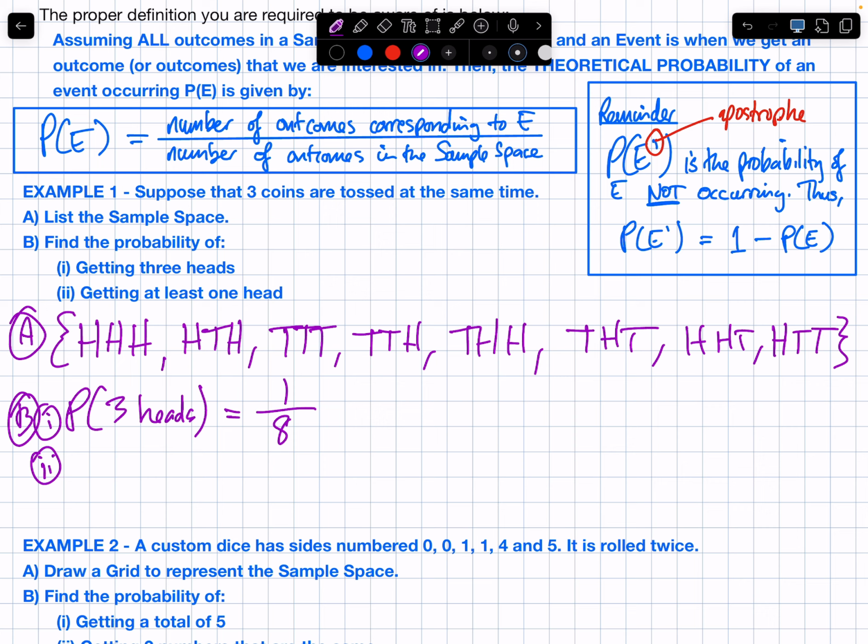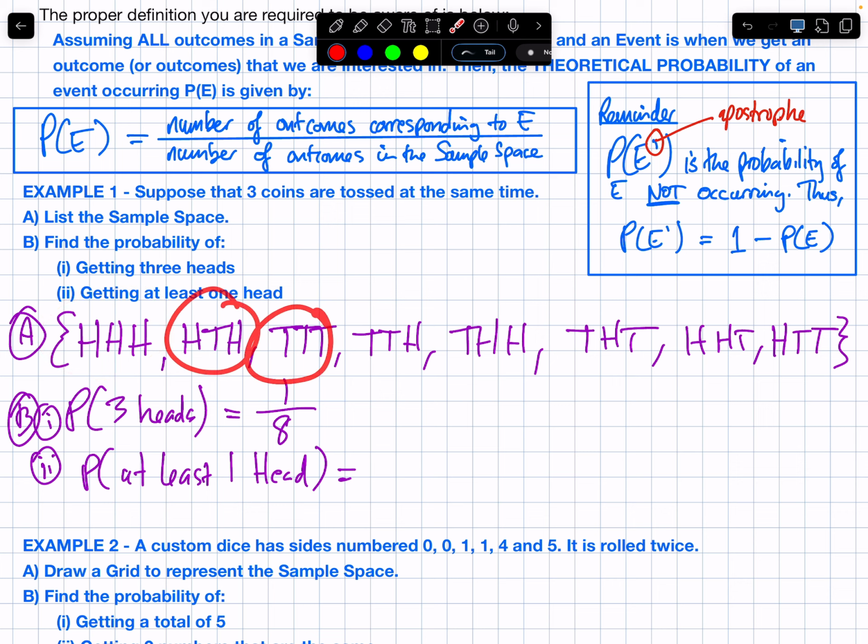So this one, you have to think about it. At least 1 head. How many of these correspond to that event that I care about? Is that at least 1 head? 1? Is that at least 1 head? No, so we're at 2 right now. At least a head. 3, 4, 5, 6, 7. So that's going to be 7 over 8.